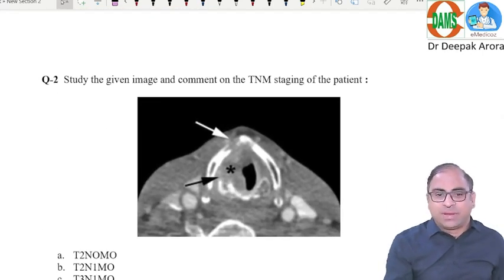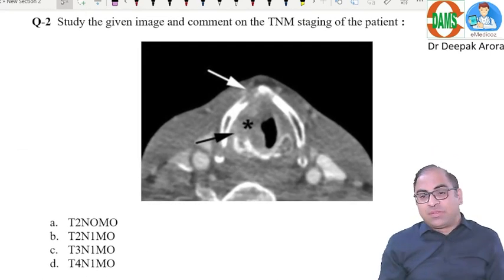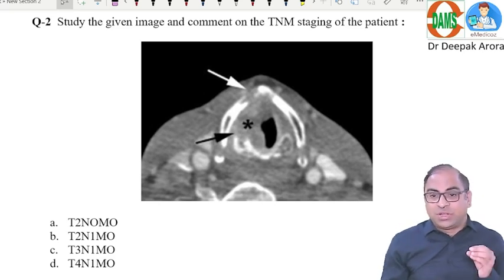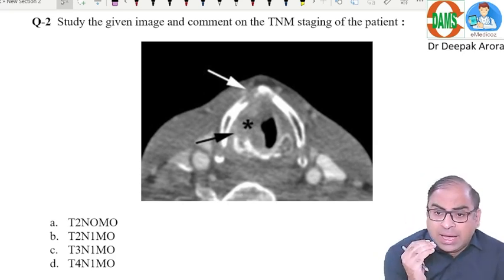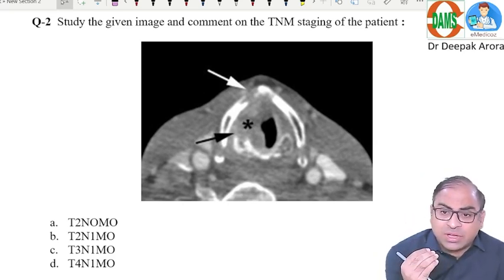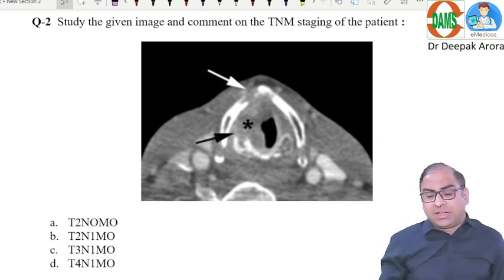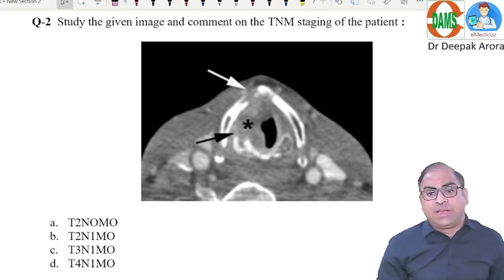Question number 2, my favorite question, CA larynx. And if you remember, we have revised the TNM classification of CA larynx in the class more than 3 to 4 times. But instead of asking the MCQ on TNM classification by giving a CT finding or MRI finding or all the other clinical examination, the examiner has given you a slide-integrated MCQ of ENT with radiology.